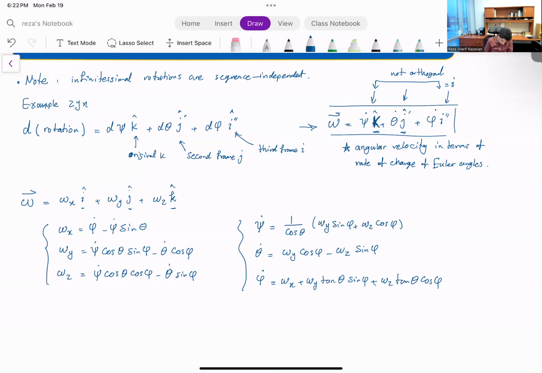And again, maybe I want to emphasize, these are only for the Euler sequence ZYX. For different sequences, you have different relations. But for any sequence that you can think of, as long as it's a valid sequence, you can find these relationships between the final body fixed velocity components and the rate of change of your Euler angles.